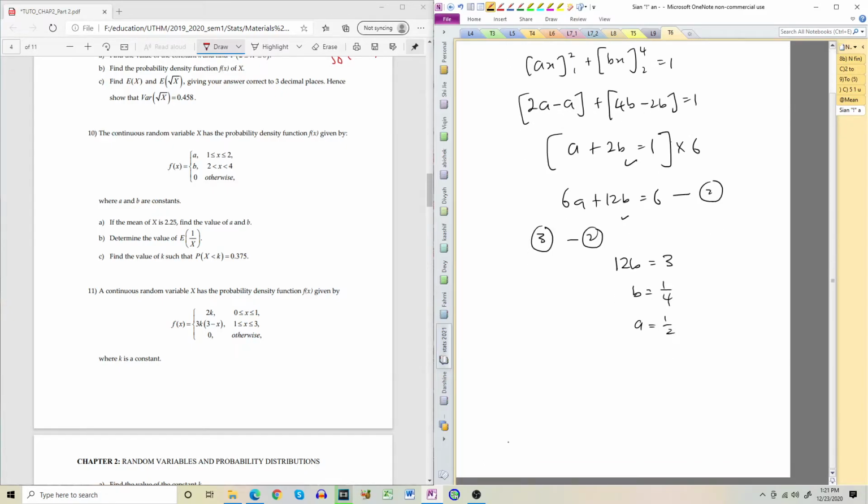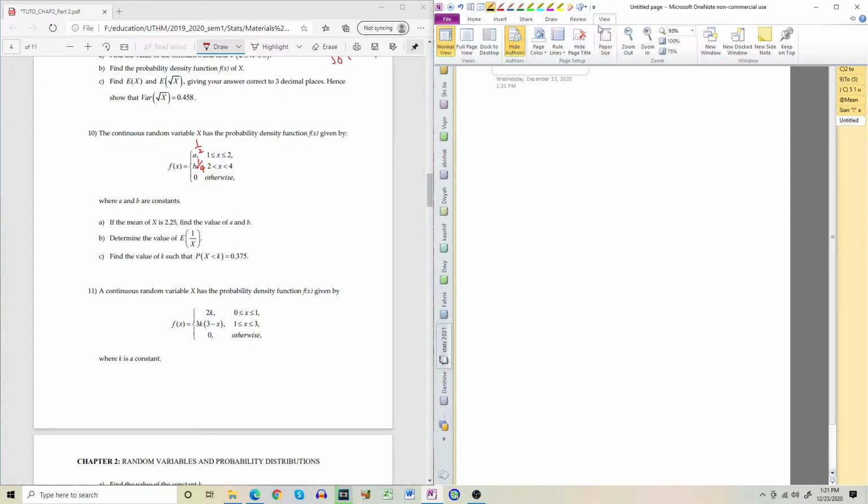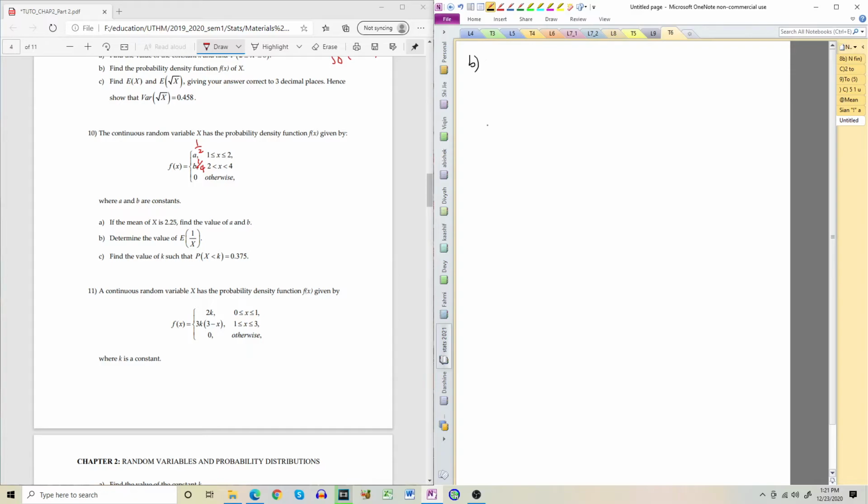So you get your function. Okay, this one is a is 1/2, b is 1/4. B. Determine the value, expected value for 1/x.